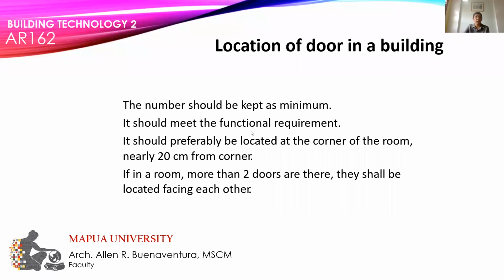So the door is usually positioned at corners of the room so that you can maximize the layout of the interior part of your room. Because if you swing the door, the door swing will occupy space. So in order to minimize the space occupied by the swing of the door, you need to position the door at the corner of the room. In case it's sliding, you can position the door opening at the middle. If in a room more than 2 doors are there, they shall be located facing each other.